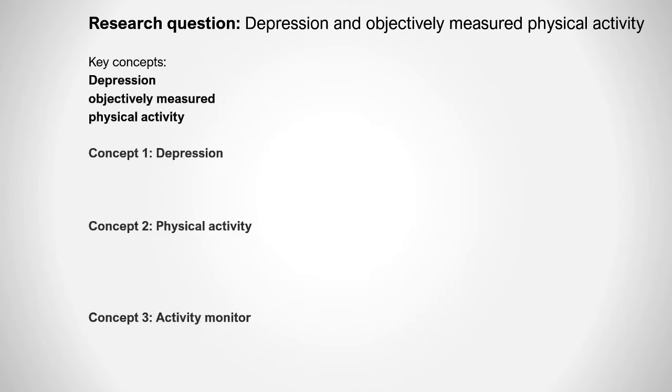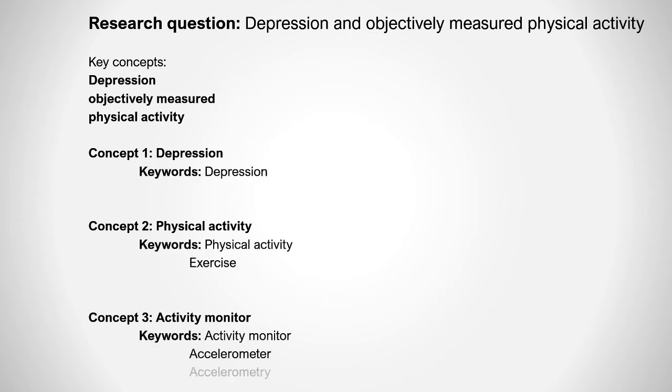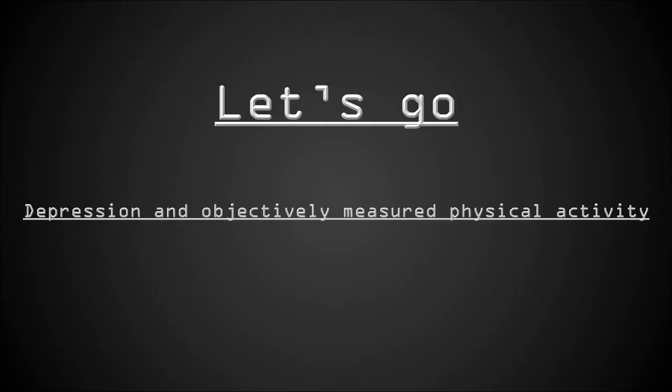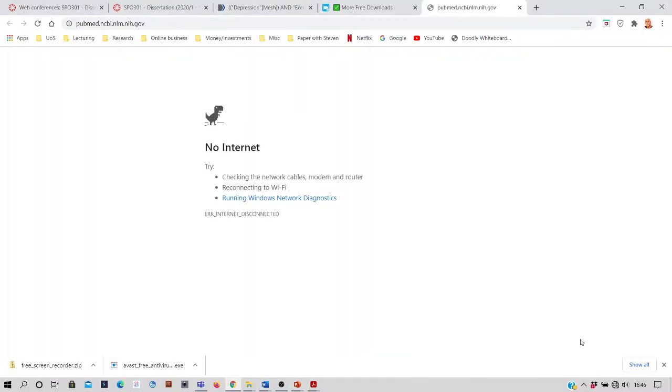So I showed you just what I do with, well, it's not what I do, it's what all professionals do when they're putting together a systematic review. So you separate out the key concepts and identify keywords that can be used for each of those concepts. So let's go and have a little demonstration of depression and objectively measured physical activity. Let's see how it's done.